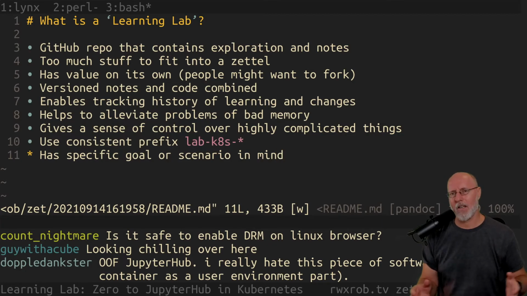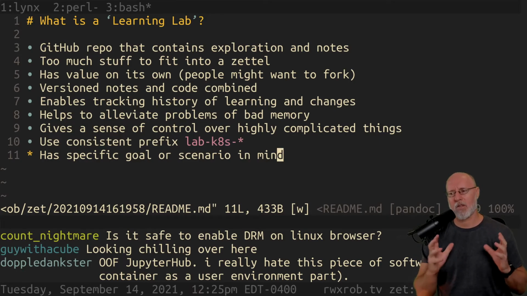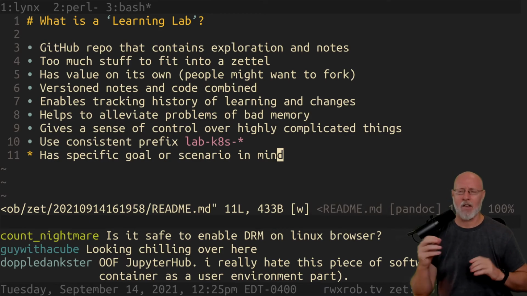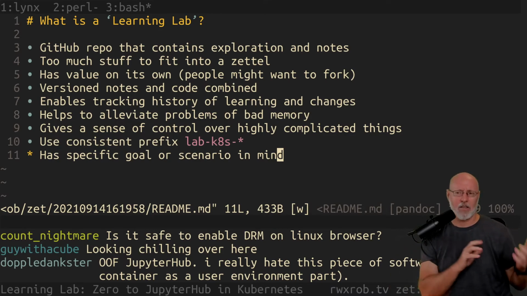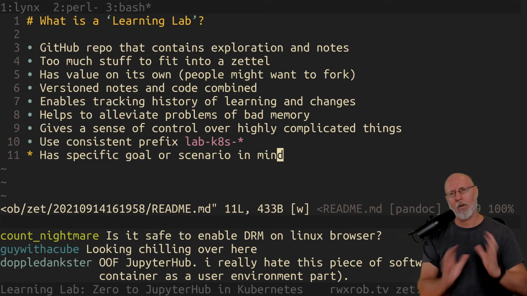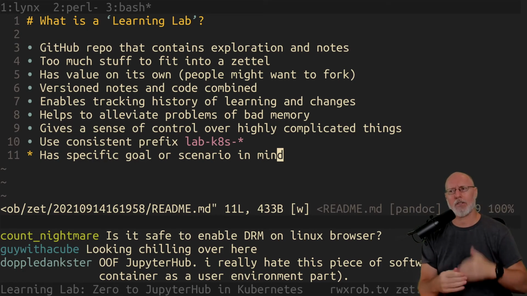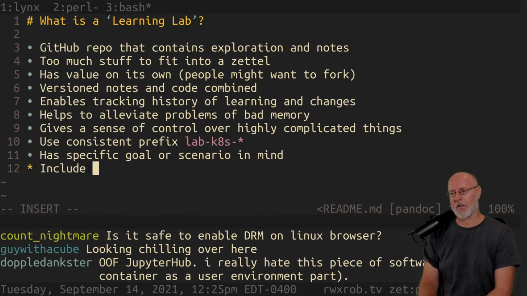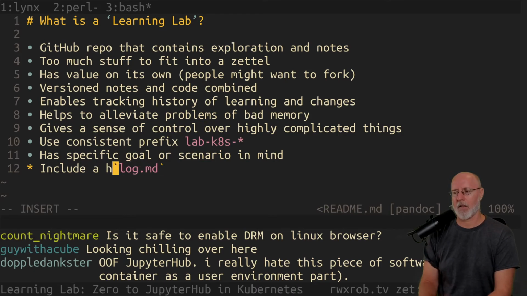A learning lab, at the end of the day, is just a GitHub repo where I keep track of all the work related to a specific large project task, like installing Jupyter Hub in Kubernetes. And there's lots of little moving pieces and parts and tips and tricks and fails and problems and gotchas and all that stuff. And I want to put it all in one place so that I have a version history of the changes, and I can go back and read my logs. So I actually include a log.md file. If you know me, that would normally go in a separate directory. But I include a chronological log.md file so I can follow along on my work.